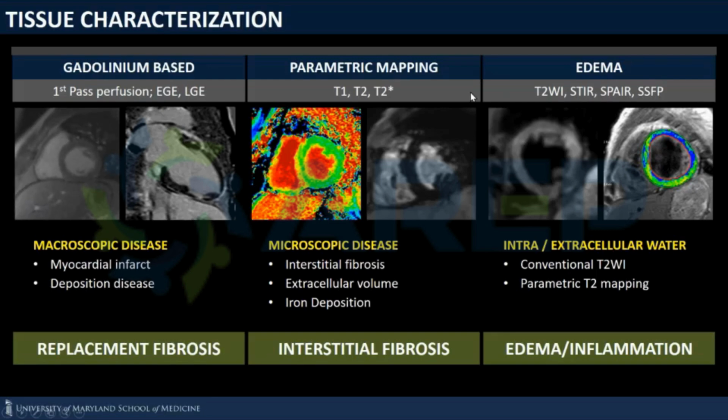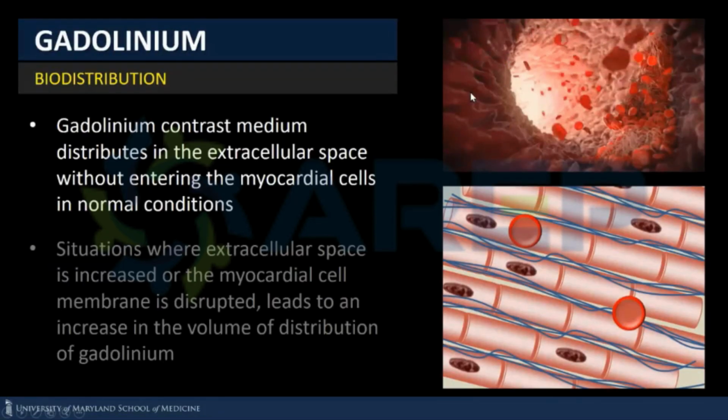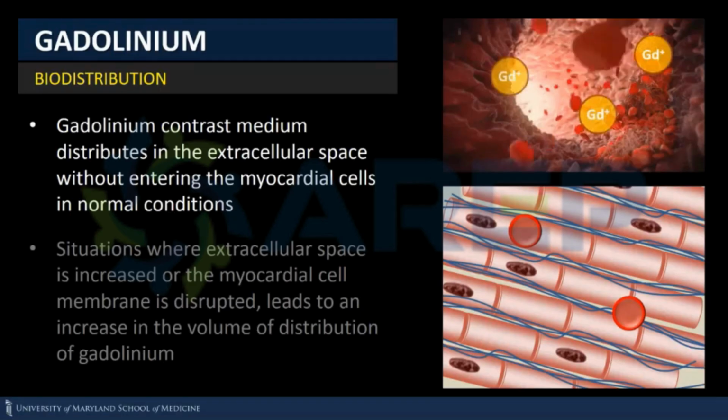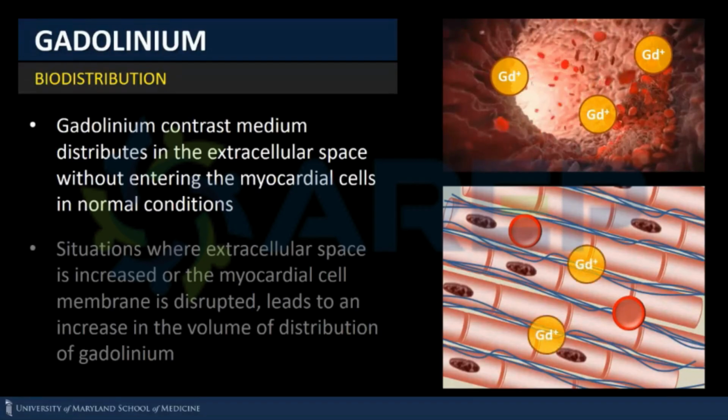process. Now, when we talk about our gadolinium techniques, so again, this is the most common way that we look at the myocardium with MRI. Gadolinium distributes into the extracellular space. Gadolinium is not an intracellular agent. So when we give gadolinium intravenously, gadolinium is going to diffuse into the interstitial spaces in between the different myocytes.